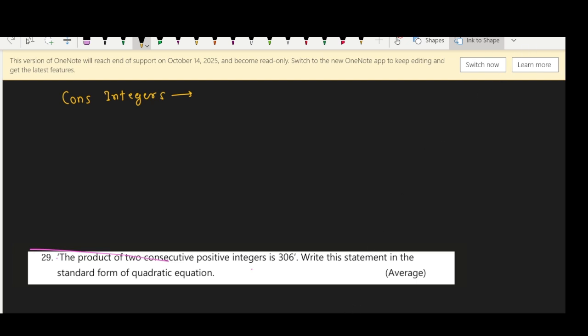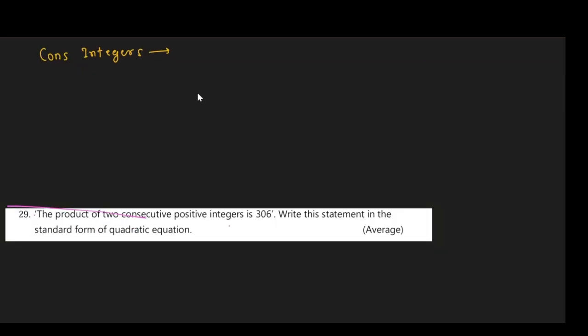In this session, we will discuss word statement problems from quadratic equations. We already discussed how to solve problems related to geometry and mensuration, especially right angle triangle and rectangle. Now we will take two more categories, that is numbers and ages. When it comes to numbers, consecutive integers and consecutive even and odd integers are very important.